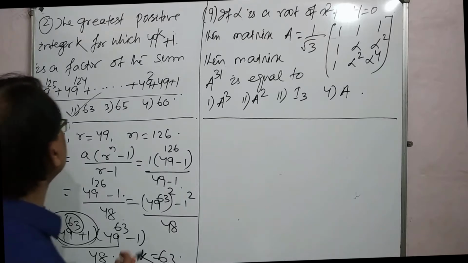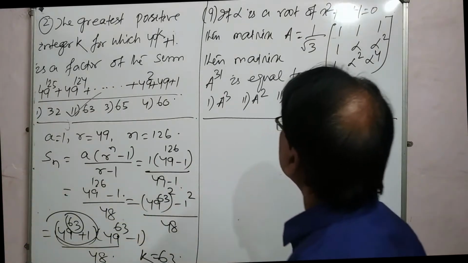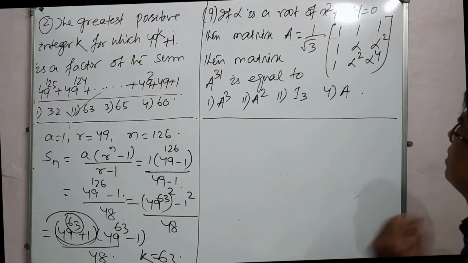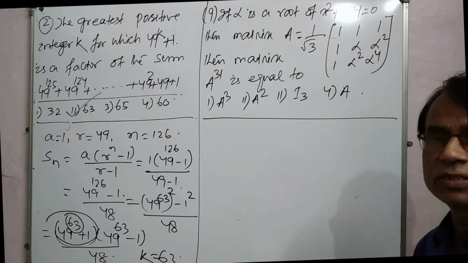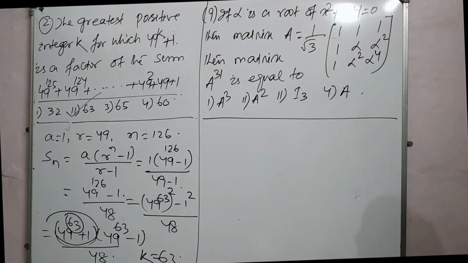So it's a fantastic question. I am taking less time. Now coming to question number 9. If alpha is a root of x square plus x plus 1 equals 0 and the matrix A is 1 by root 3, 1, 1, 1, 1 alpha, alpha square, 1 alpha square, alpha 4.